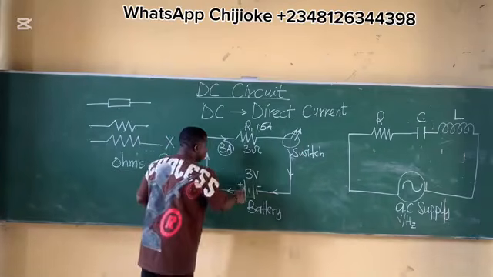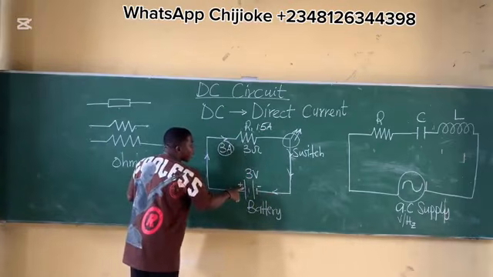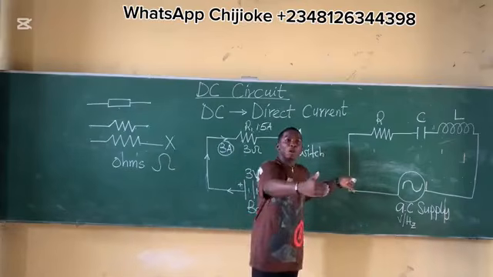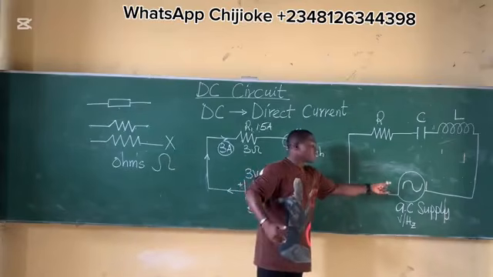Boom! DC circuit flows from where? Positive to negative. In AC, it can be forward or what? Backward. Because there's no positive or negative terminal.